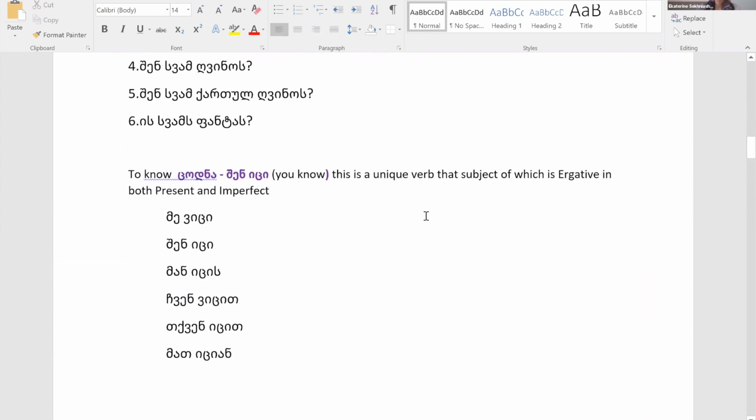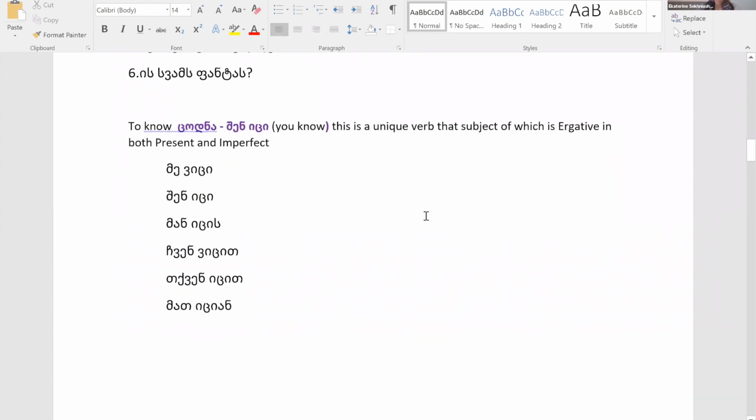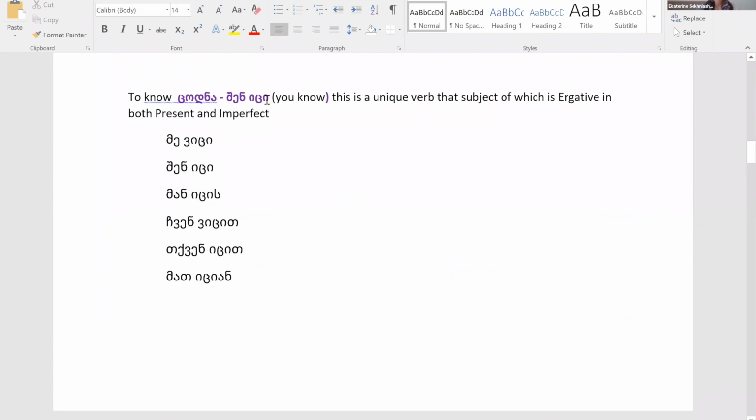This is the verb to know. I know, you know, he, she, it knows. Me vitsi, shen itsi, man itsis. Tkven vitsit, tkven itsit, mat itsian. Man is ergative, and mat is also ergative. So the verb is in the present, it is in the first class, and it is not irregular but an exception because the subject is in the ergative.